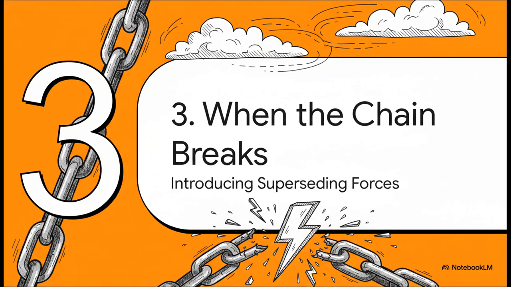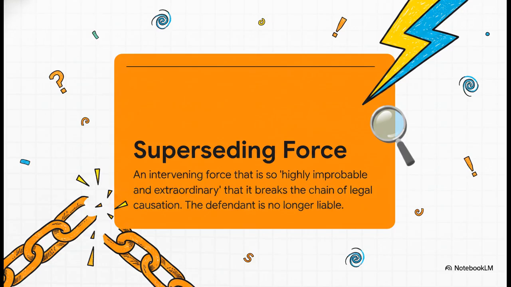Now let's flip it around. What does it take for an intervening force to be so unforeseeable that it actually does break that chain of liability? Well, that's what we call a superseding force. It's an intervening force that's so, and these are the magic words, highly improbable and extraordinary that the law decides it's just not fair anymore to hold the original person responsible. The chain is officially broken.